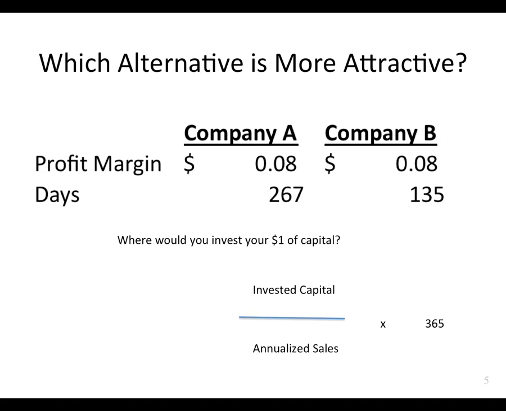So for comparative purposes, for cash flow purposes, we annualize this data. 8 cents every 267 days is 11 cents a year. 8 cents every 135 days is 22 cents a year. For the same investment, would you rather have 11 cents of cash or 22 cents of cash? Pretty obvious, right? That annualized number is ROIC.